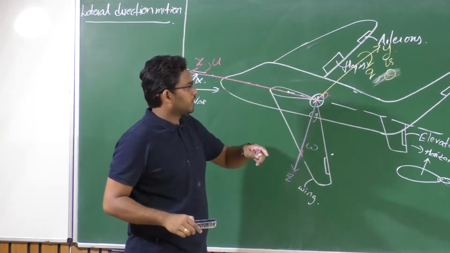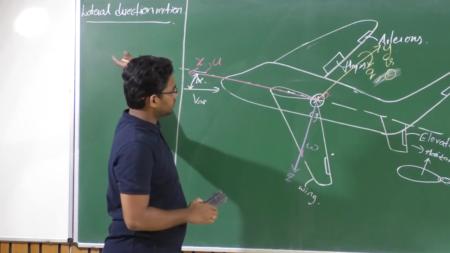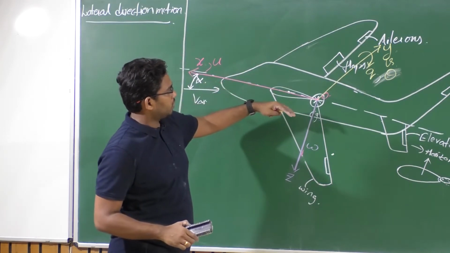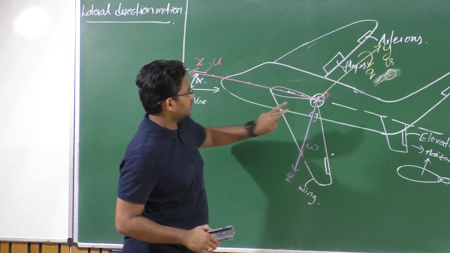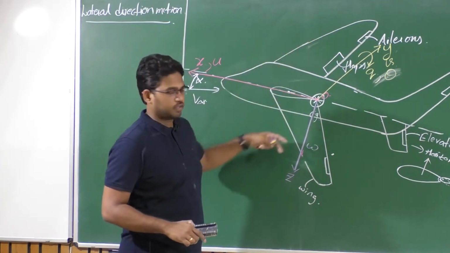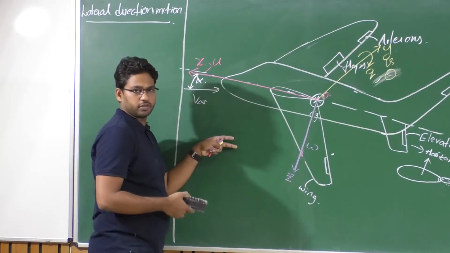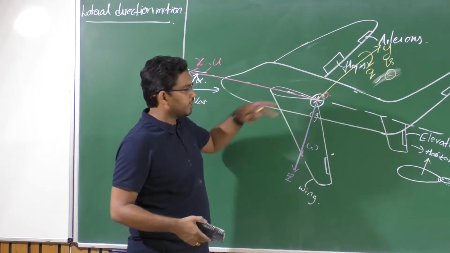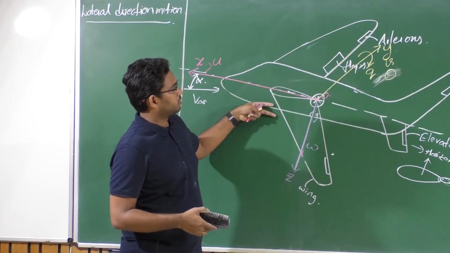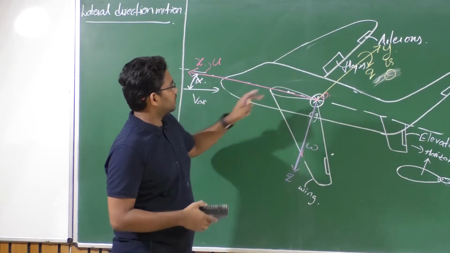So any motion that cuts this vertical plane of symmetry corresponds to lateral directional motion. So what are all the possible cases? Translation along the y-axis. So this aircraft has to cut this plane of symmetry. Let this blackboard be the vertical plane of symmetry. So the aircraft moving in and out of this blackboard is translation along the y-axis.